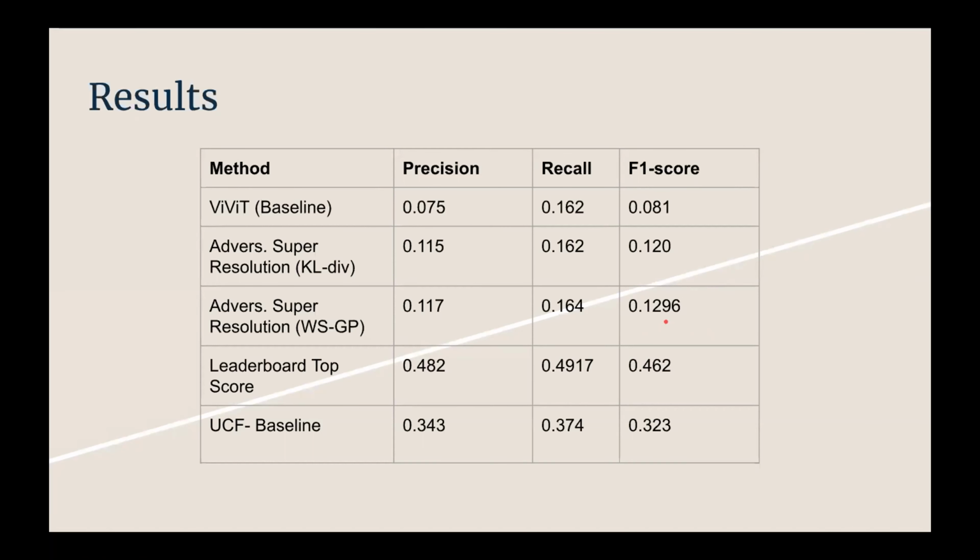And if we compare it with the top score of the leaderboard, we still have a long way to go, because the leaderboard top scorer is getting approximately 46% F1 score. And the R(2+1)D video classification network based baseline, which is proposed by the competition organizers at UCF, is almost 32%. So our current result is below the baseline and the top scorer.